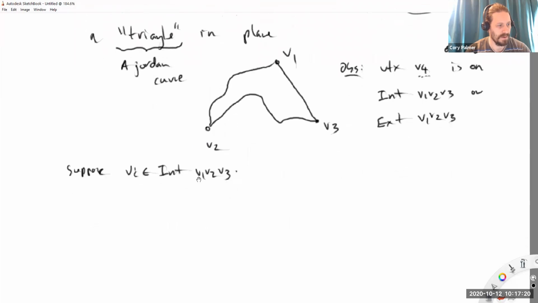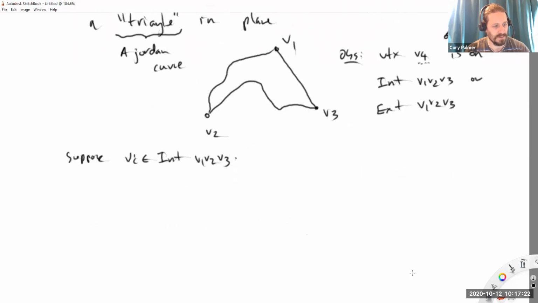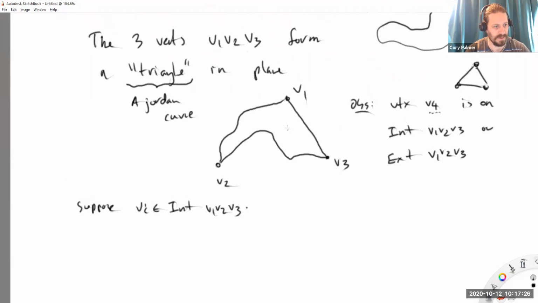All right, so if it's on the interior, let's continue it in the picture above, just so it's easier to understand. Then V4 is somewhere here, if it's on the interior. Again, I want this proof to not depend on the picture, so let's keep in mind that this picture could look any which way, but I still think it's illustrative here.